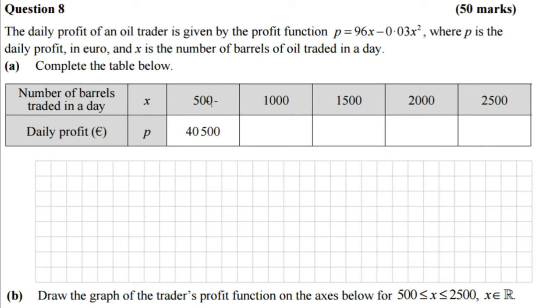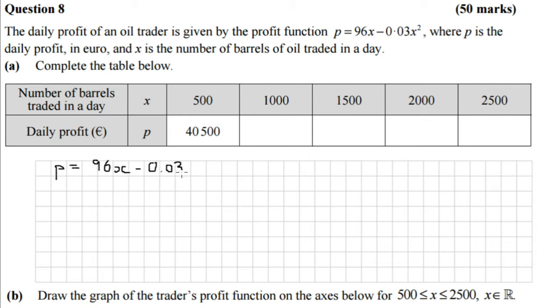Okay, so to get the profit, they've got different values of x here. So to get the profit for each of these values of x, you're going to sub them in one at a time into this function. So let's do it for 1000. So to get the profit when x is 1000, it's a case of putting 1000 in place of x. So this is the function that we're dealing with. This is the profit function.